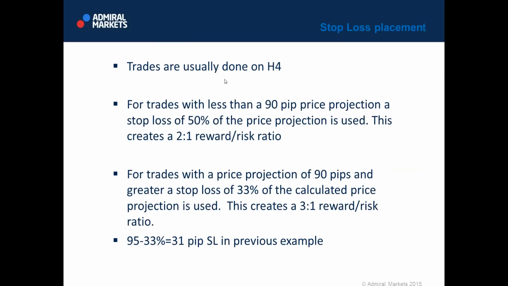For how to calculate stop loss: for trades with less than 90 pip price projection, a stop loss of 50% of the price projection is used. It creates 2-to-1 reward to risk. For trades with a price projection of 90 pips and greater, a stop loss of 33% of the calculated price projection is used. Because in the previous example we had a 95 pip projection, we used the calculation 95 minus 33% is 31 pip stop loss. So for the previous example, a 31 pip stop loss is used, and the target is around 100 pips, right?